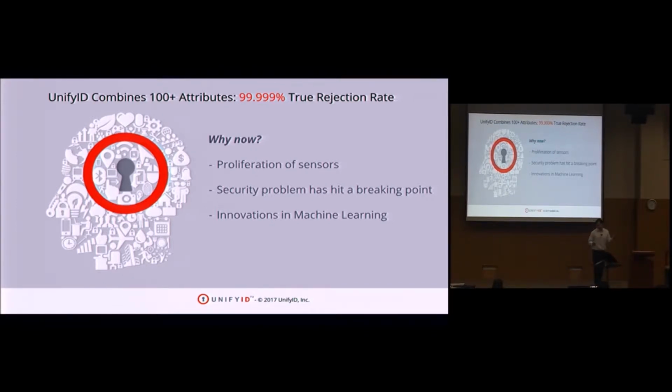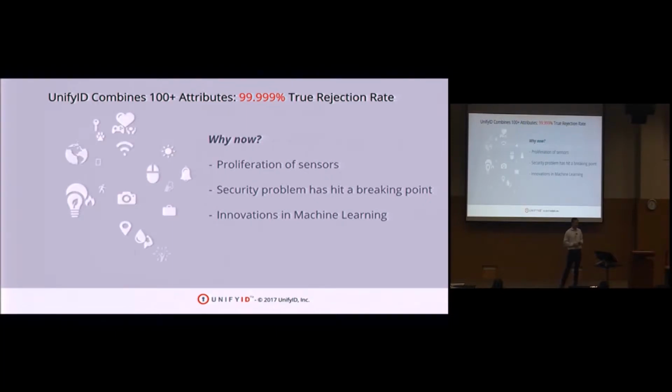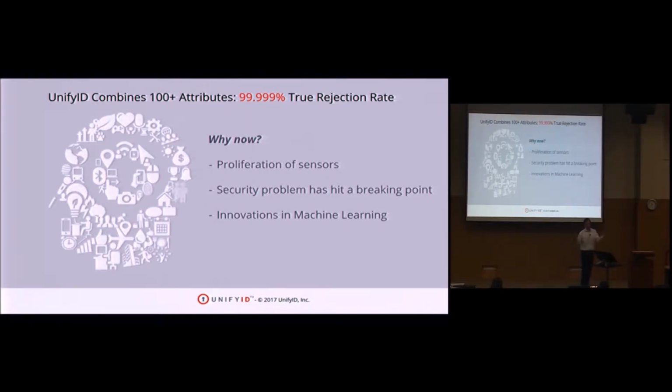And the real reason why this is possible, why can we do this now where we couldn't do it before? Number one is the sensors, the fact that there are sensors everywhere. It used to be that wasn't the case, but now we have high quality sensors and they're all interconnected, and so this is possible.